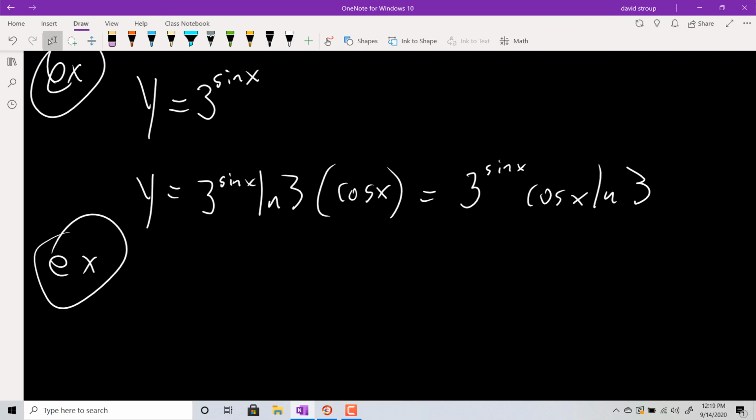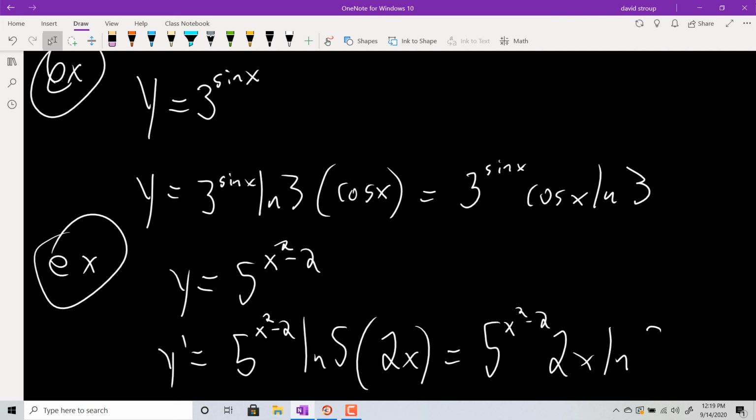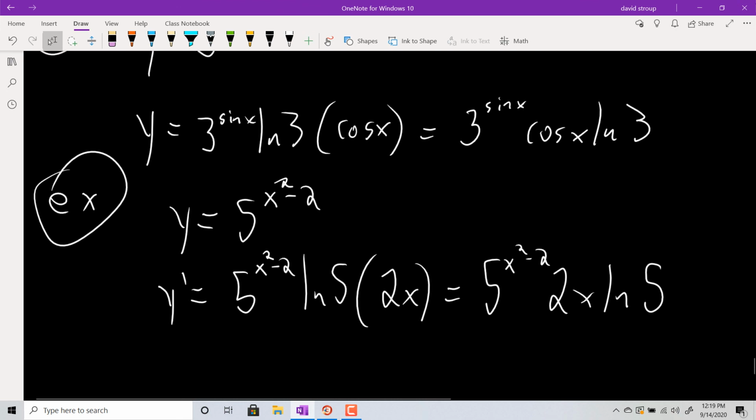Let's look at one more example. y equals 5 to the x squared minus 2. So y prime will be the same thing right back, 5 to the x squared minus 2, times the ln of 5, times the derivative of the guts, the x squared minus 2 part. So that would be 2x. And you can rewrite it as 5 to the x squared minus 2 times 2x times the ln of 5.